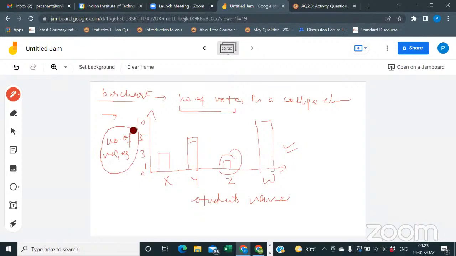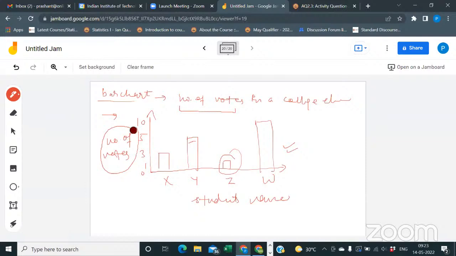Are you getting my point? Yes, sir. So that means we cannot draw a bar chart on relative frequencies? No, you can draw it, but it will not be the best practice for that. Okay, sir.